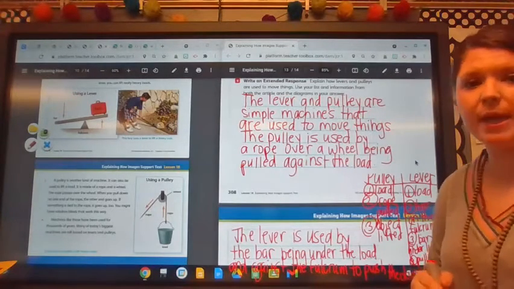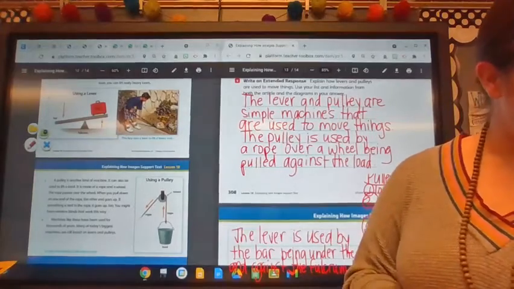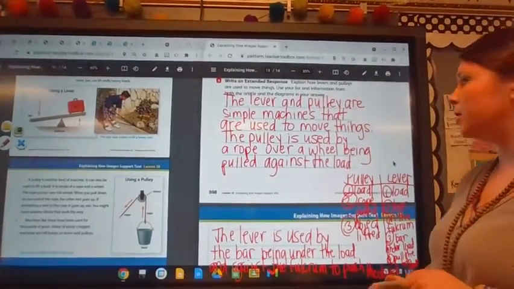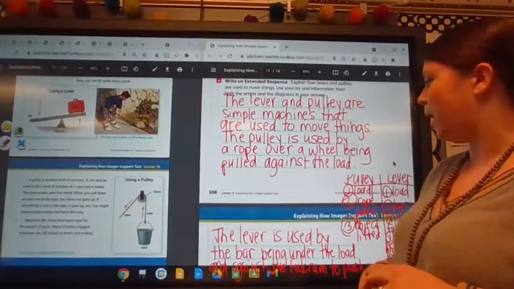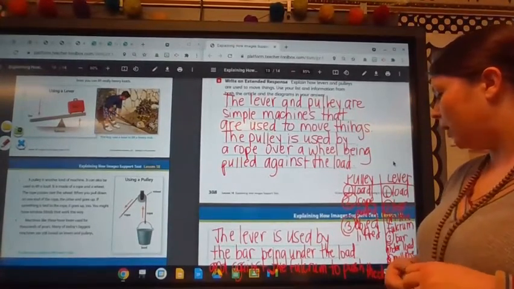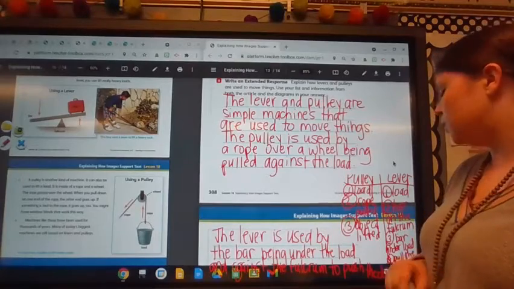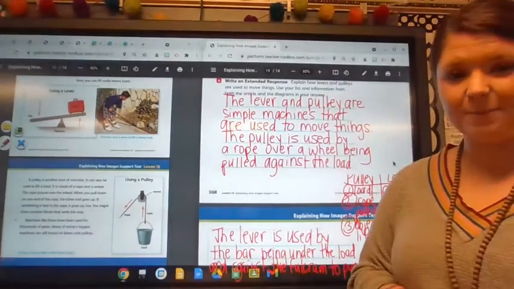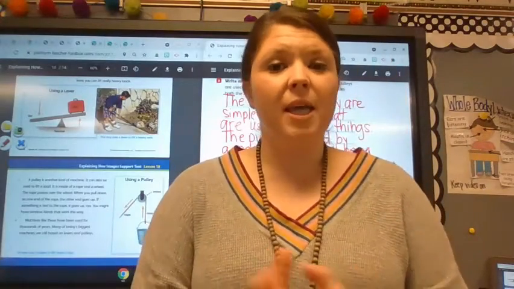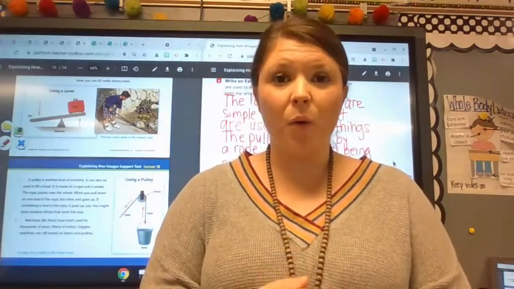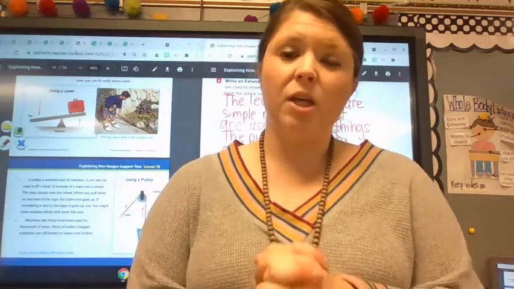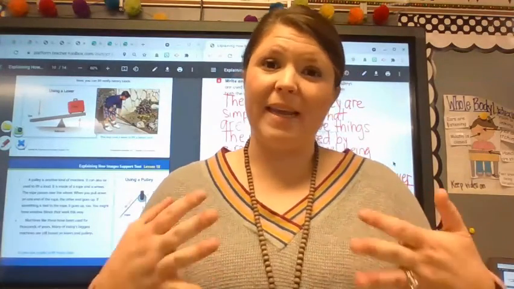So let's make sure that we answered that question. How are levers and pulleys used to move things? The lever and pulley are simple machines that are used to move things. The pulley is used by a rope over a wheel being pulled against the load. The lever is used by the bar being under the load and against the fulcrum to push the object. All right, guys, great job. Keep practicing how to support the diagram in the words in the text and helping them to work together as you are reading independently.